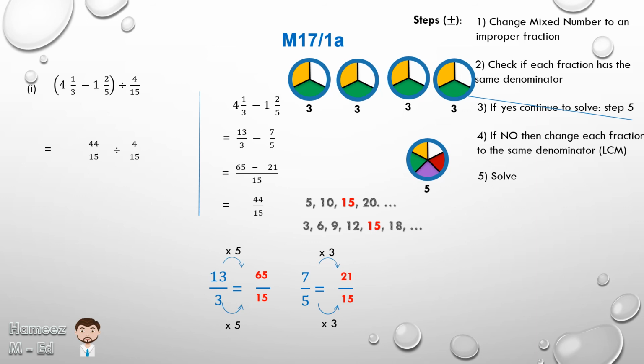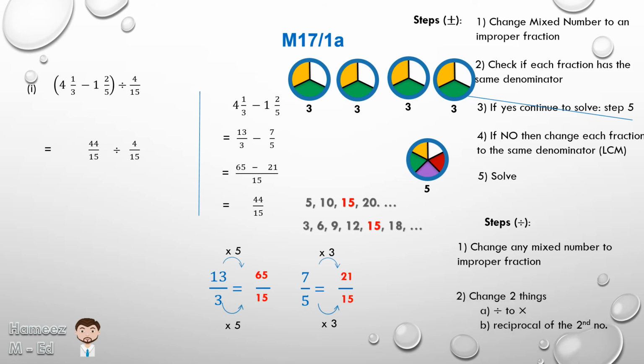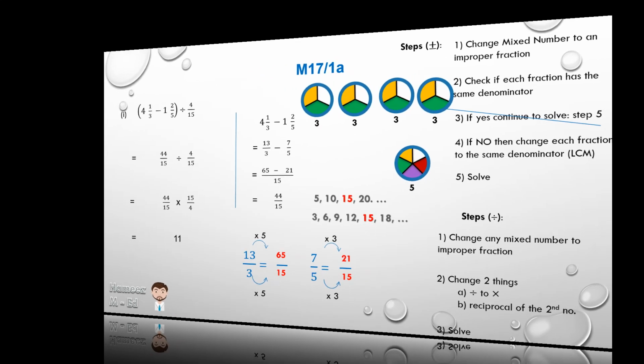And now we have division of fractions. Our first step is usually to change any mixed number to improper fraction. We have no mixed number, so we continue to the next step. We change division to multiplication and find the reciprocal of the second number. So we get 44 over 15 times 15 over 4. And we can reduce 15 into 15, 1, 15 into 15, 1, 4 into 4, 1, 4 into 44, 11. As such, the answer is 11 over 1, which is equal to 11.